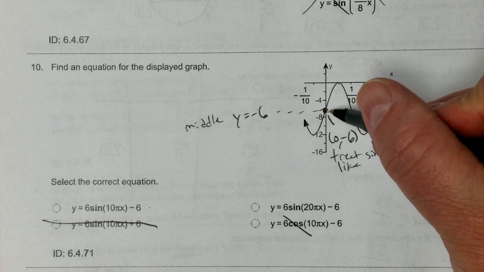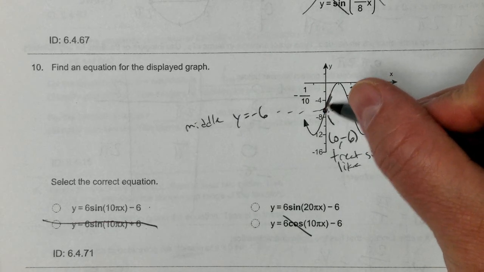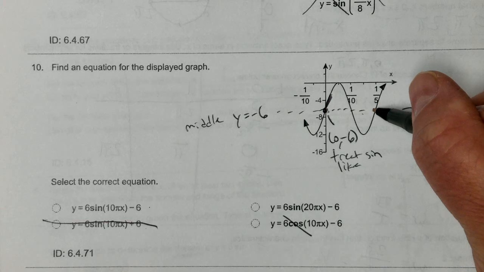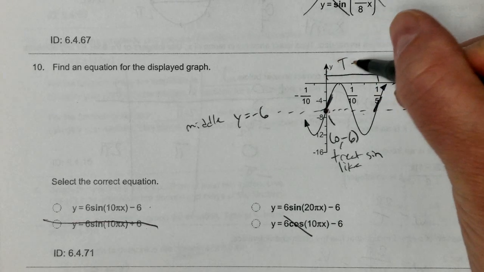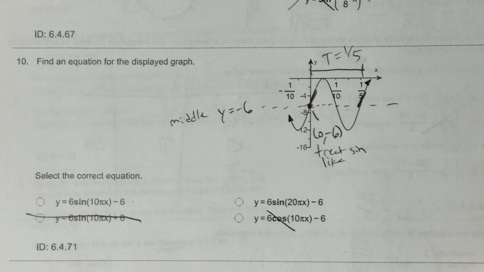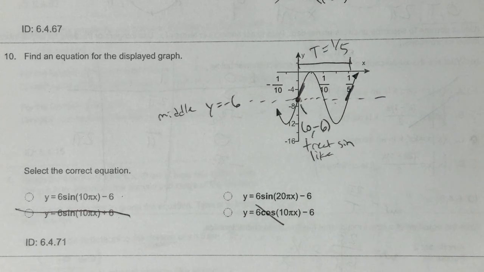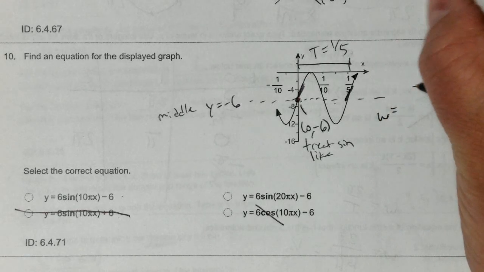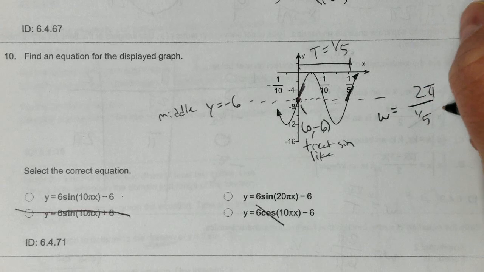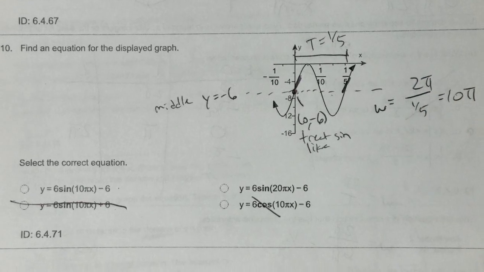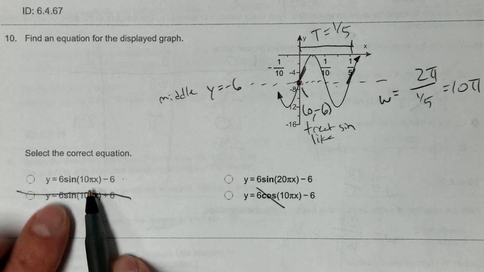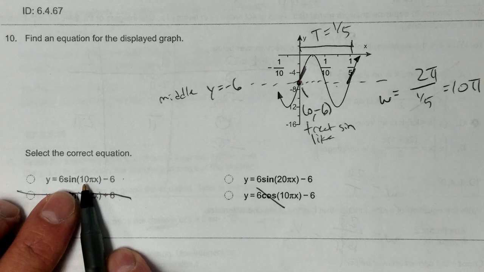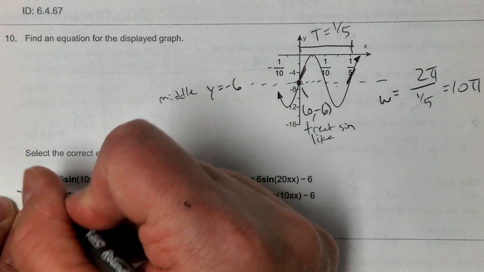And as far as our period, it's starting to slant up here. So find the middle and then where it's starting to slant up. So this one has a period that's 1/5. Our period is 1/5. And so then our W would be 2 pi divided by 1/5, which is 10 pi, not 20. So we want the one with 10 pi, so that's the first one.